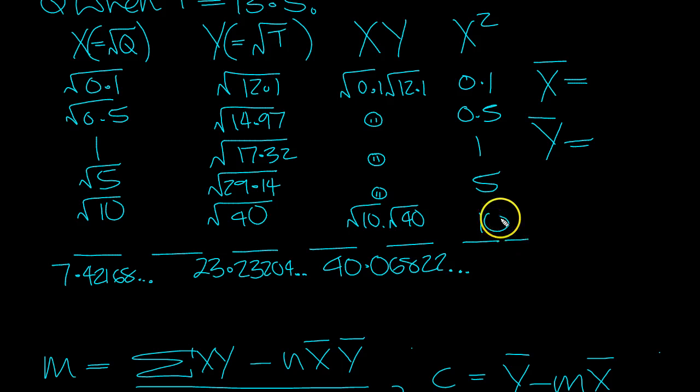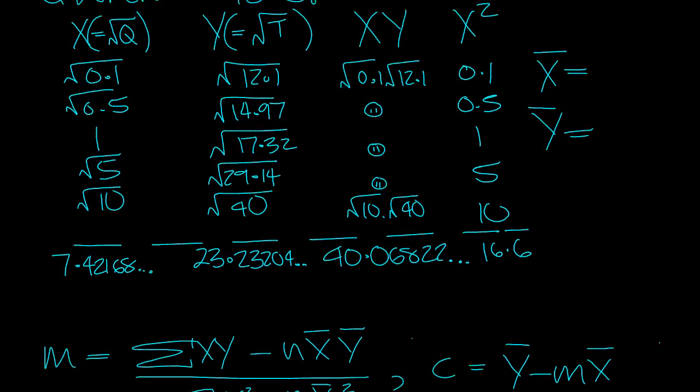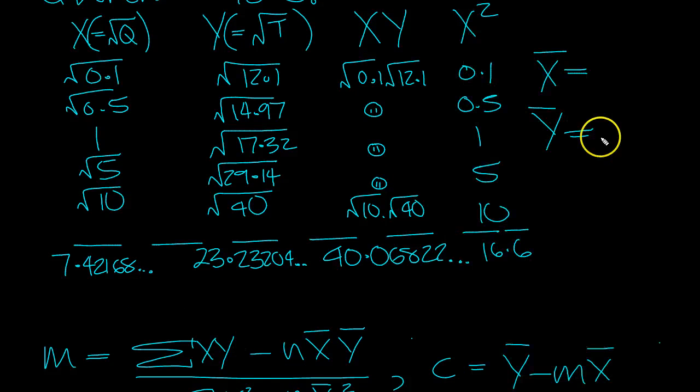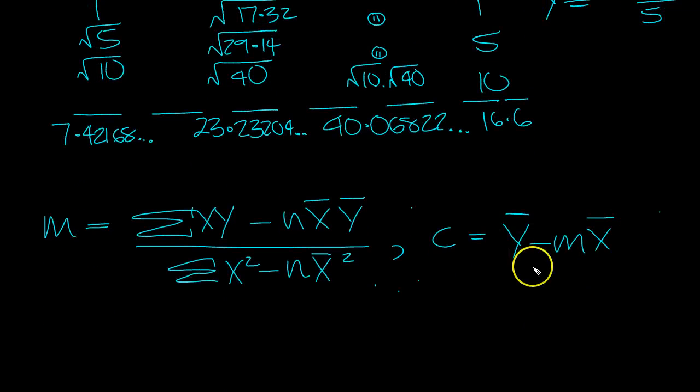Okay, and then summation of the x squared 10, 15, 16.6. Okay, good. So what have we got then? We need y bar and x bar. Well, I've got them there, haven't I? So it's 7.42168 over 5, because there's 1, 2, 3, 4, 5 data points, and y bar is 23.23204 over 5 as well. So I'll keep them like that. Okay, and this is 5 times, so one of the 5's will cancel when we do the times in, so we just need to divide by 5 here.